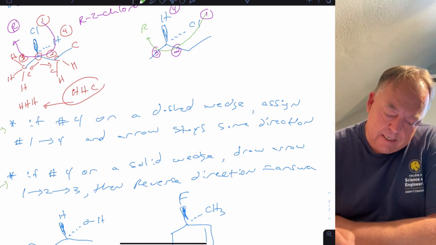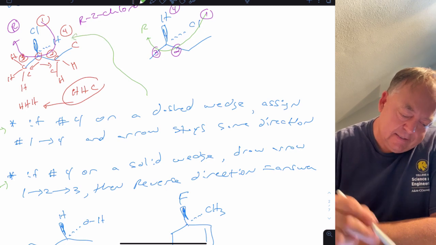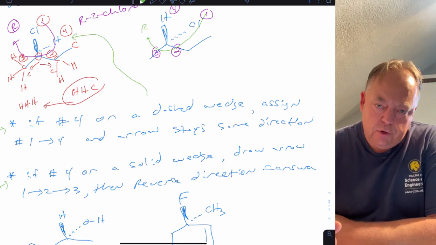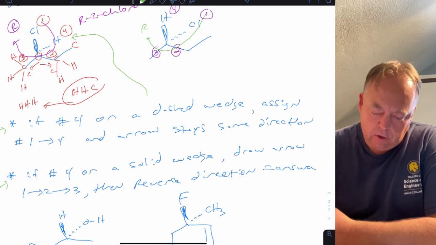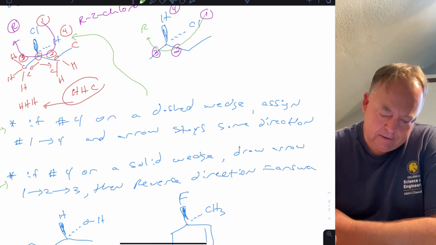So if number 4 is on a dashed wedge, like it is there, then you assign 1, 2, 3, and 4, and that's your answer. Whatever your arrow is, that's your answer. If it's clockwise, it's R. If it's counterclockwise, it's S.